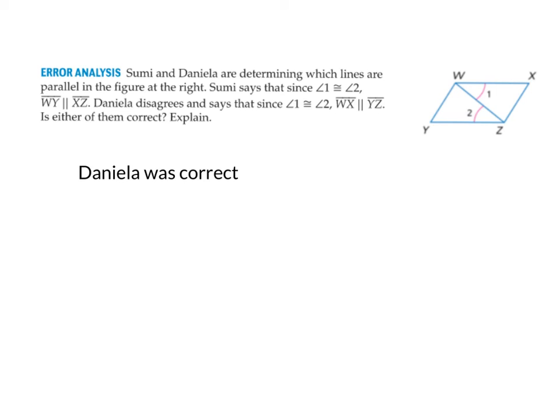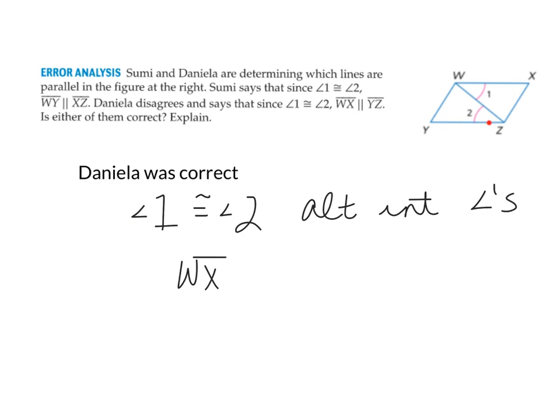Daniela was the right answer. She was the one that was correct. She said that angle 1 and angle 2 are congruent and they are alternate interior angles, and they're formed by the lines WX and YZ with the transversal WZ. And so therefore WX and YZ are the parallel lines.